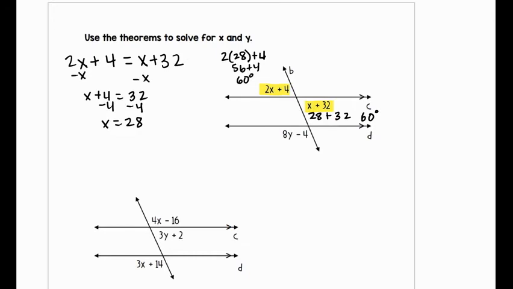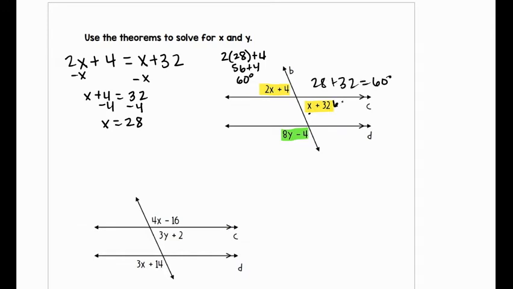So now that I've figured that part out, I'm going to use some of our new theorems to figure out the other missing angle. I can see that I have angle 8y minus 4, and something that I can figure out in this diagram is that this will be vertical to this angle, which means that that angle, even though we can't see it, is going to be the same measurement. And so I'm just going to erase this so we can see this a little bit better.